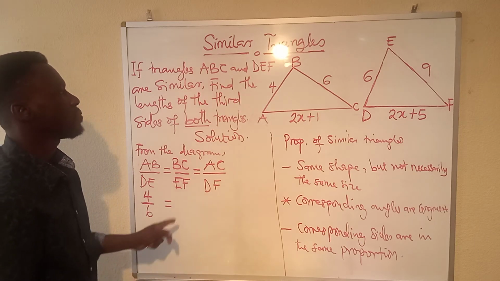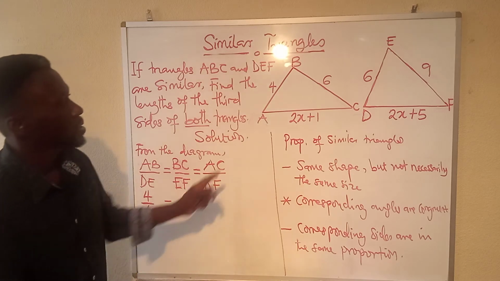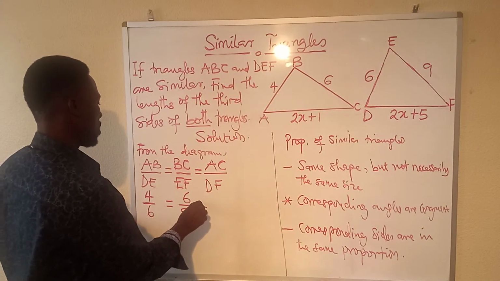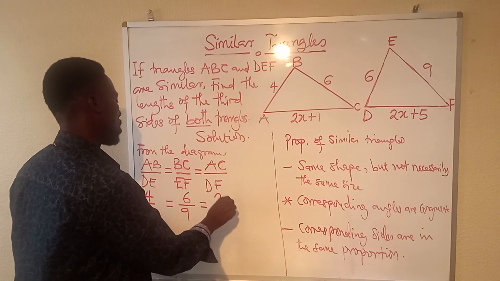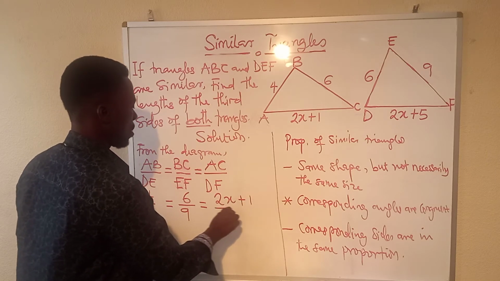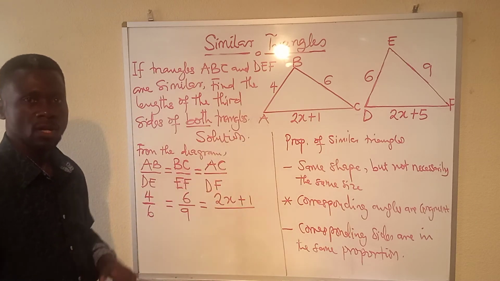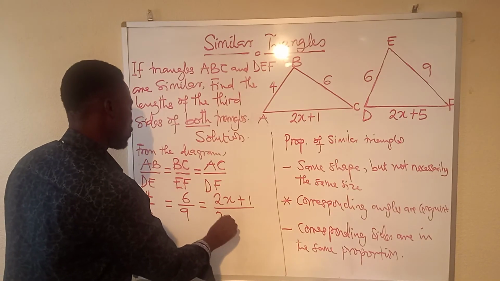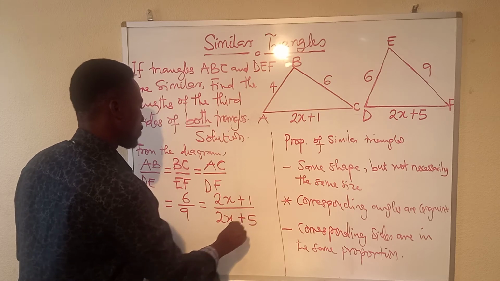So what is our BC? BC is 6, so we shall have 6 all over what is our EF? Our EF is 9, so that is 9, and that is proportional to, what is our AC? AC is 2x plus 1. This is proportional to DF, and DF is 2x plus 5. So this is what we have.